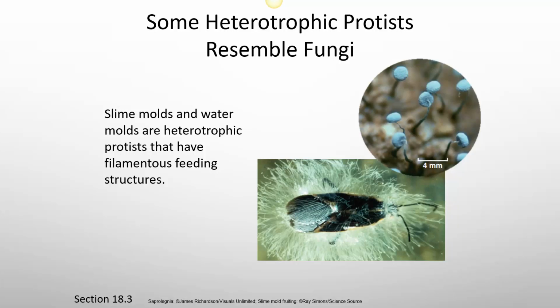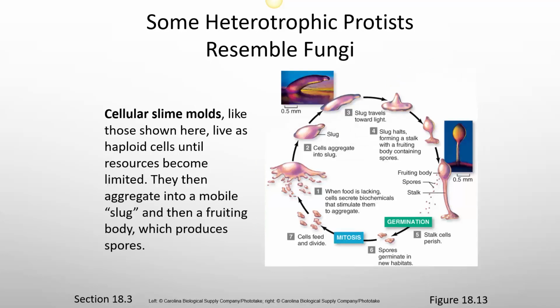Now moving on to the slime molds. Slime molds and water molds are heterotrophic protists that have filamentous feeding structures. Cellular slime molds, like those shown here, live as haploid cells until they become limited. Then they aggregate into a mobile slug. And this is what the slug looks like. And then the fruiting body, which produces spores. And then those spores will germinate, and then the cells feed and divide, and then they live as the haploid cells until nutrients become limiting again. Then they're going to, again, come together as this mobile slug.